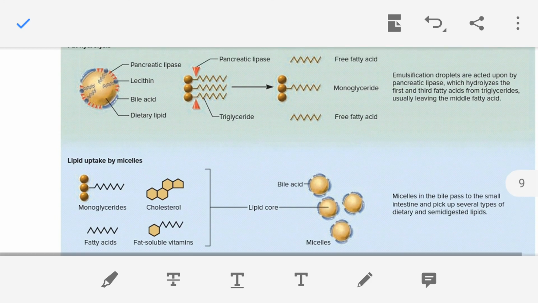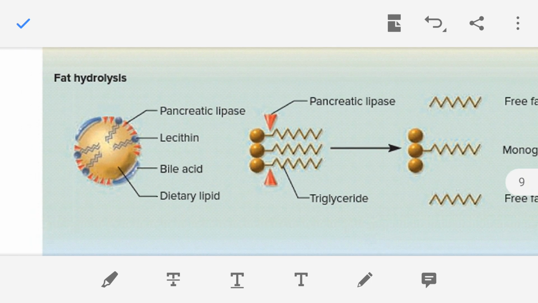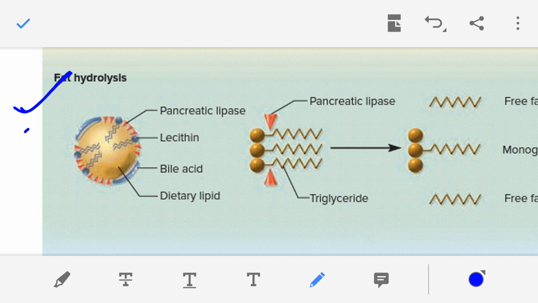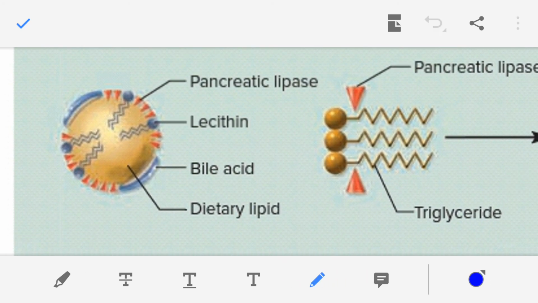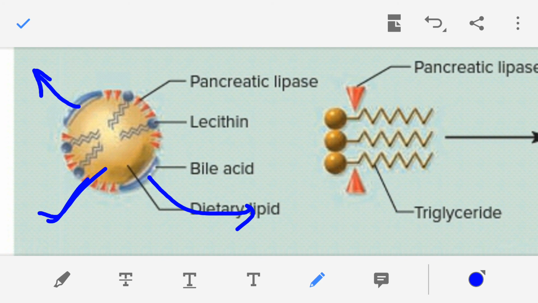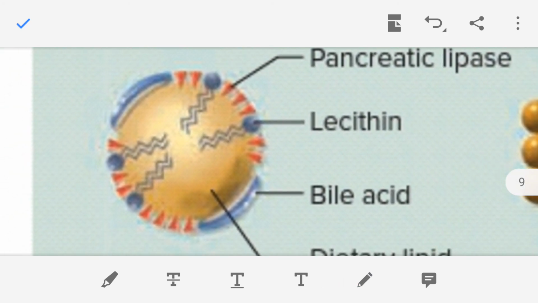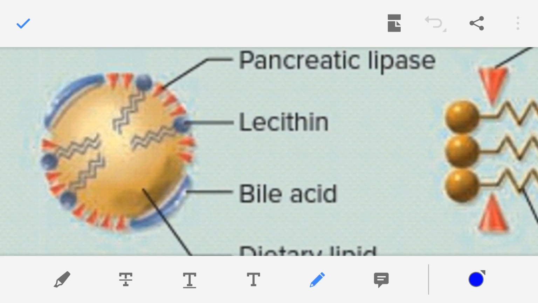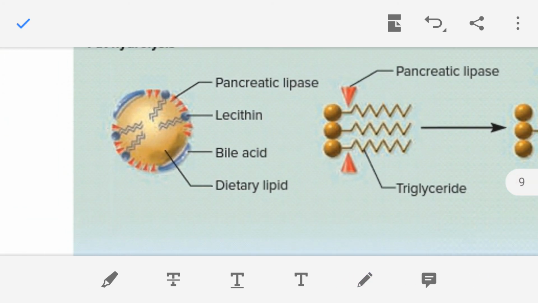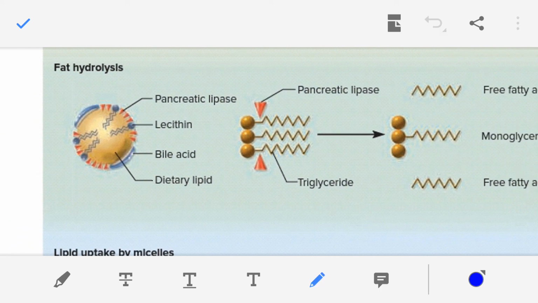In the figure, you see this point, fat hydrolysis. Now the protein colipase first displaces the bile acid, so now these bile acids are removed. The small fat droplet is open now. Now the pancreatic lipase enzyme, shown with the red color small triangle, is acting on the dietary fat. And how is this enzyme acting? The action of pancreatic lipase is shown over here.